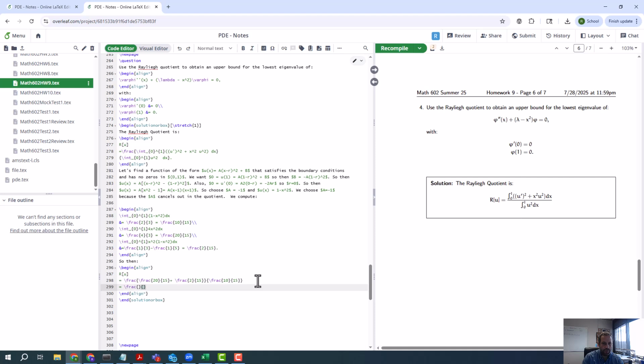Now, of course, all those 15s are going to cancel. So then we're going to have 20 plus 2. So this is going to be 22 divided by 10. We can write that as 11/5. Now, we haven't learned about this. We haven't talked about this yet in class.